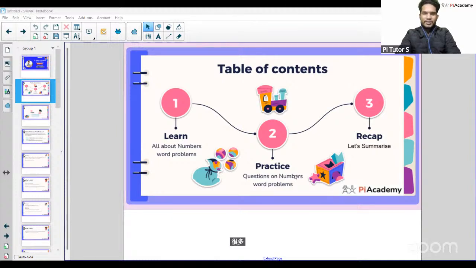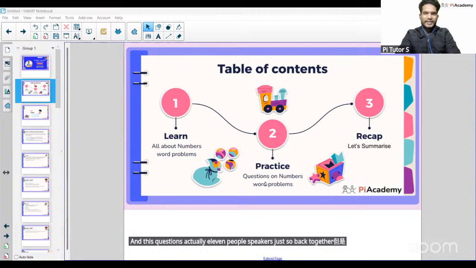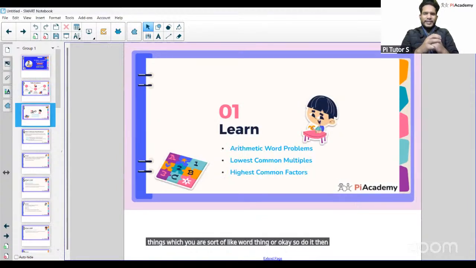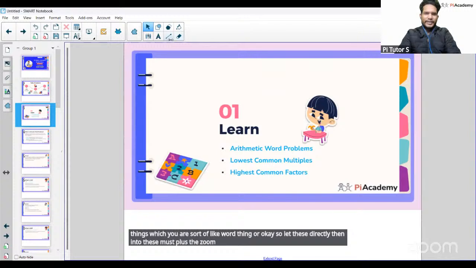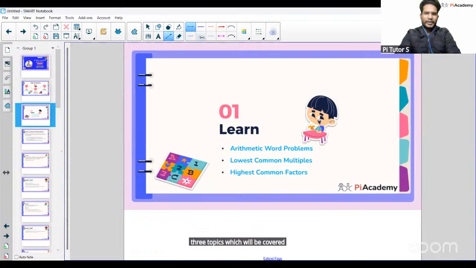And these questions are specially taken from the actual 11 plus past papers, just so that we get a good and close exam feel of the things which we are solving and working on. Okay. So let us directly delve into today's masterclass. These are the three topics which we'll be covering today.